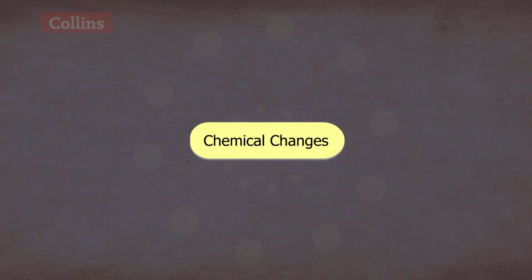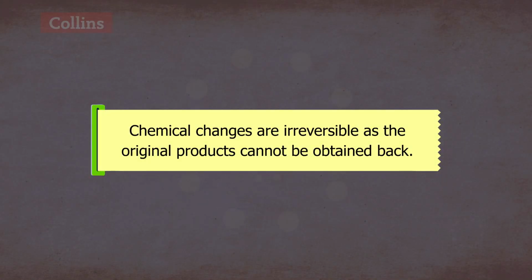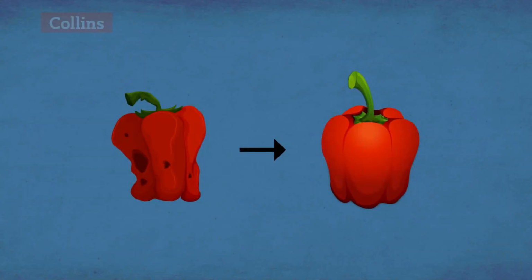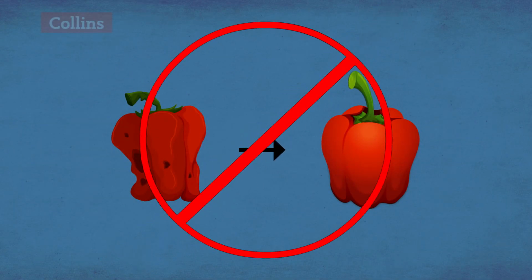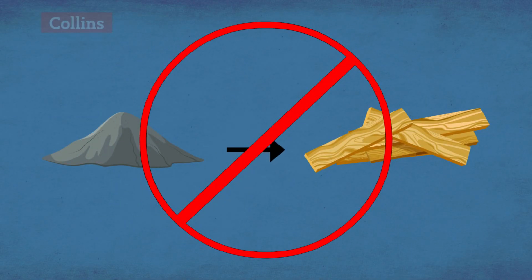Chemical changes. The changes in which two or more substances combine chemically to form new substances with different properties are called chemical changes. Chemical changes are also called chemical reactions. Chemical changes are irreversible as the original products cannot be obtained back. For example, the raw fruits cannot be obtained back from the ripened fruits, and wood cannot be obtained back from the ashes formed after burning of the wood.